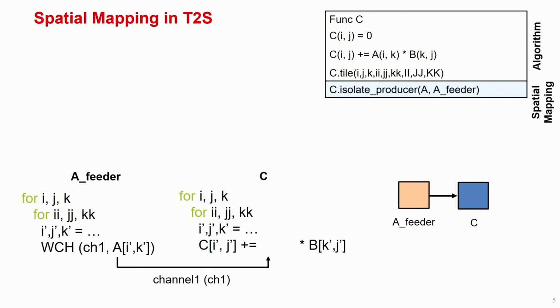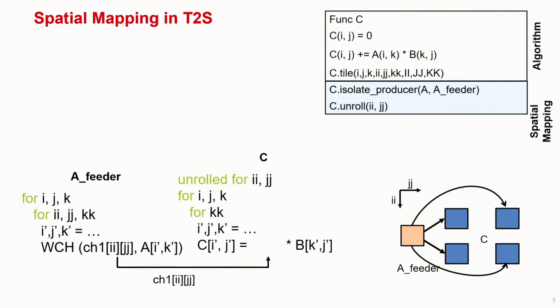So this creates another function, A feeder, which consists of exactly the same loop nest as we had in the C compute function. However, this A feeder does nothing but load the values of the A matrix and send them using the channel CH1 to the main compute PE C. The WCH primitive here stands for the write channel operation.